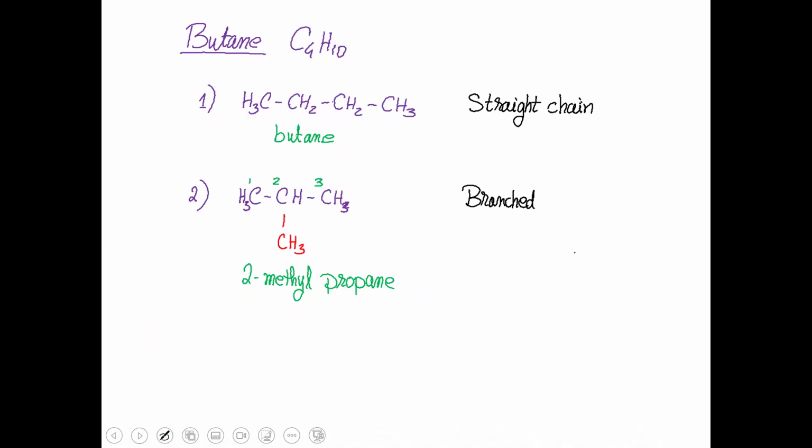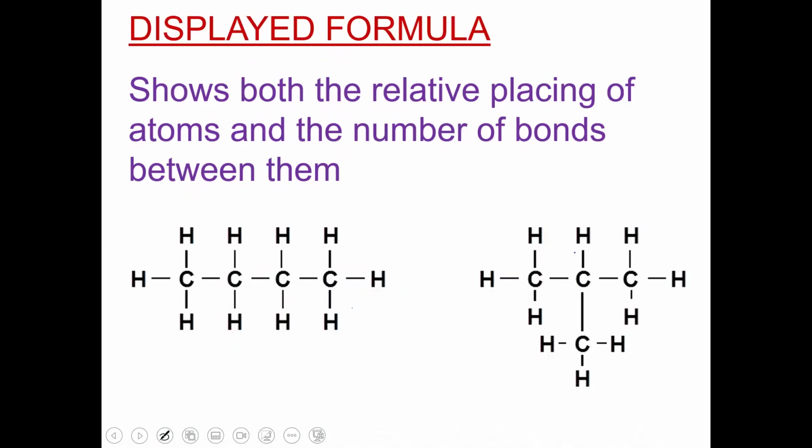Now, look at this butane example. We have a straight chain, which is butane. Then I have shown a branched butane, in other words, you can say 2-methyl propane. This is the idea behind the structural formula.